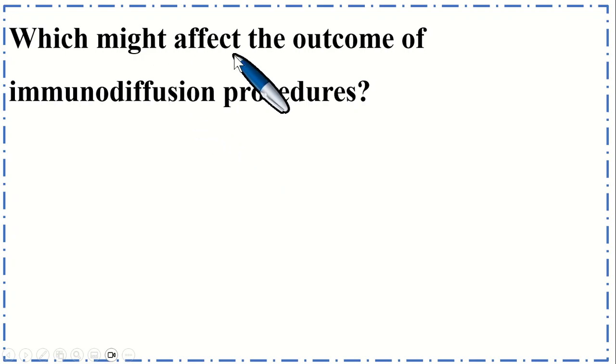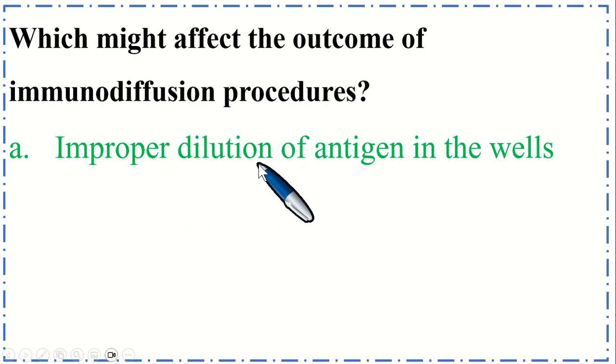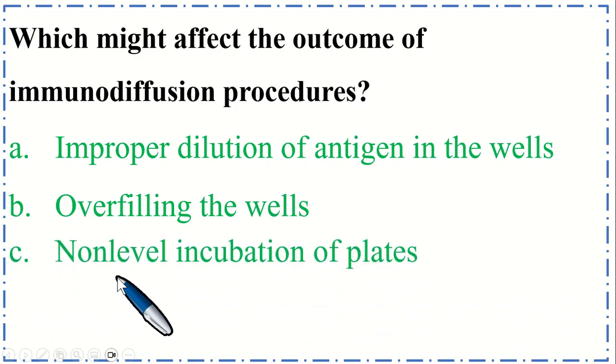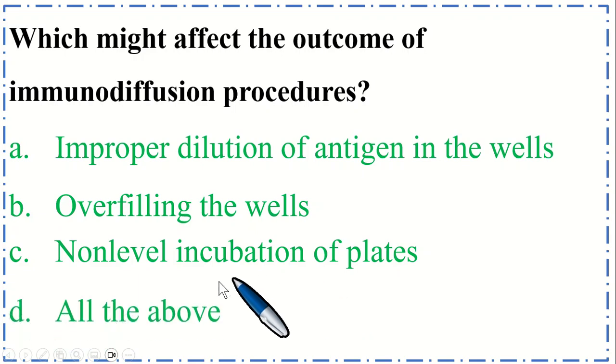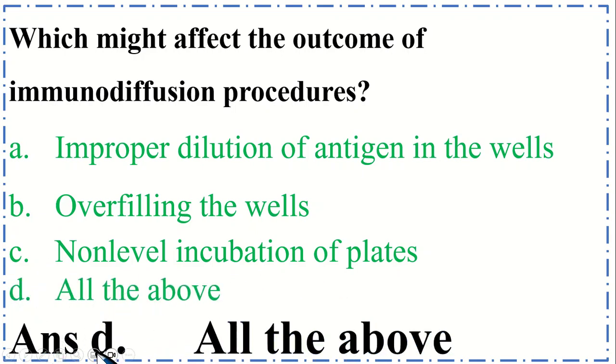Which might affect the outcome of immunodiffusion procedures? Option A, improper dilution of antigen in the wells. B, overfilling the wells. C, non-level incubation of plates. And option D, all of the above. So the correct option is D, all of the above.